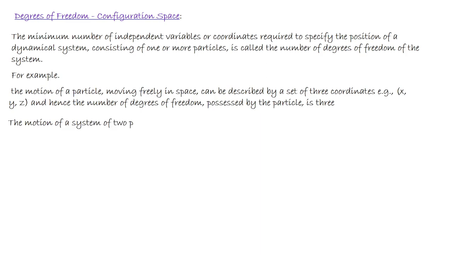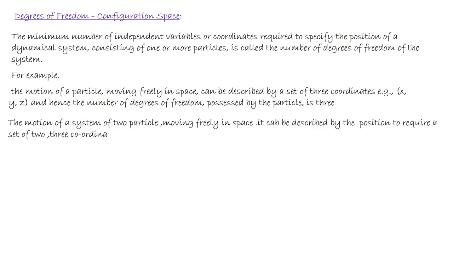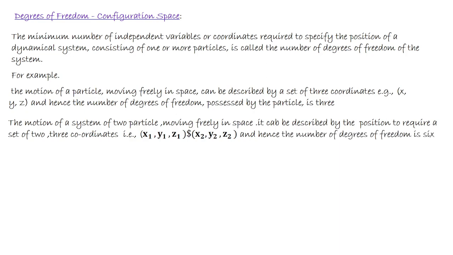The motion of a system of two particles moving freely in space can be described by requiring two sets of coordinates, three coordinates each: x1, y1, z1, x2, y2, z2. Hence the number of degrees of freedom is 6.